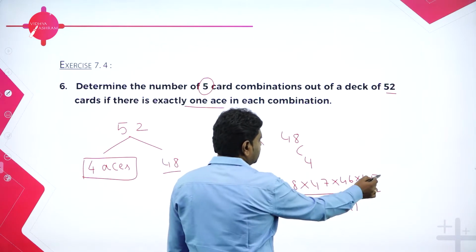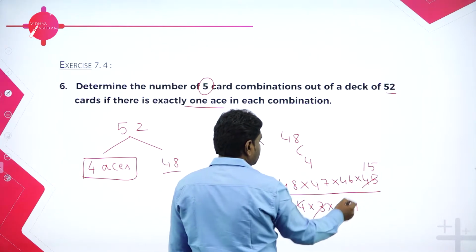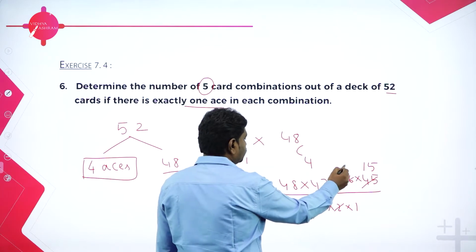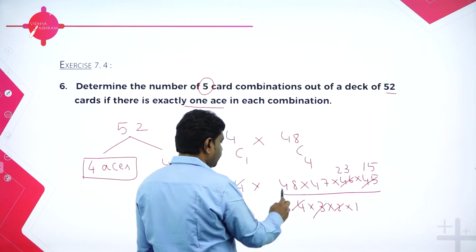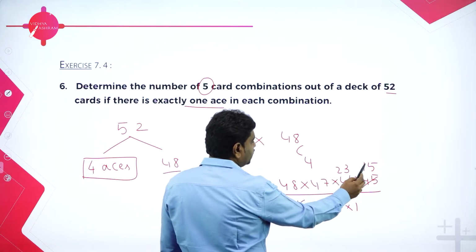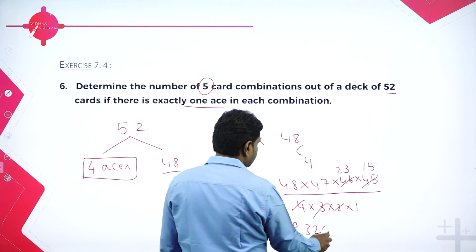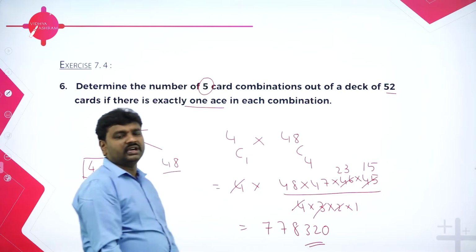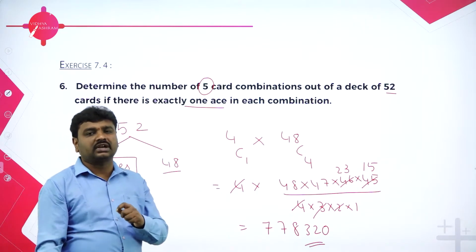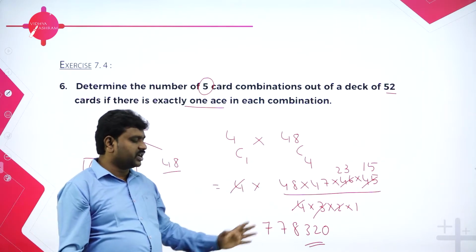3 ones are 3, 3 fives are 15, 2 ones are 2, 2 twos are 4, 2 threes are 6. Now you multiply 48 into 47 into 23 into 15, you will get 778320. You can use calculators. PUC students can use calculators. CBSE children multiply and get the answer.